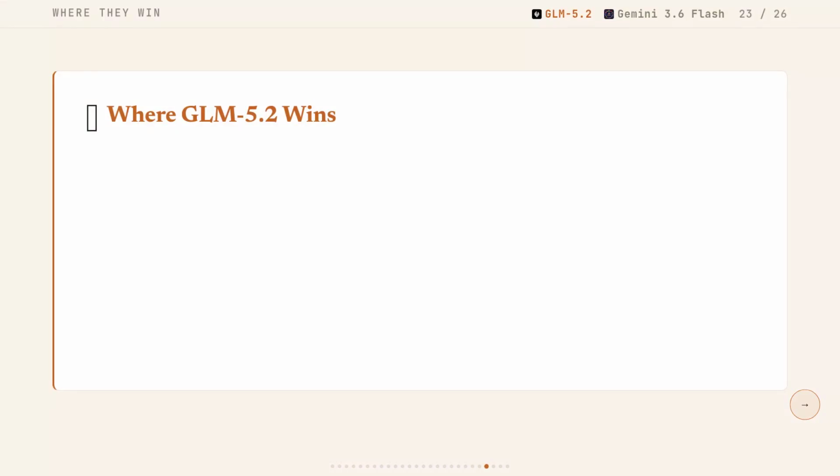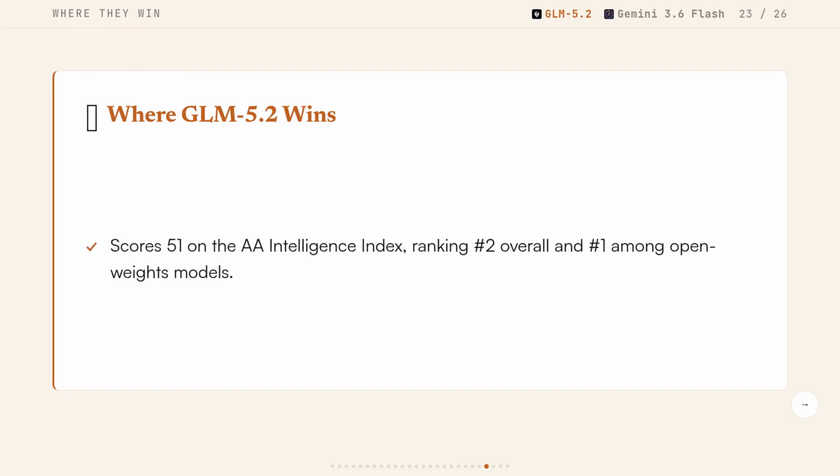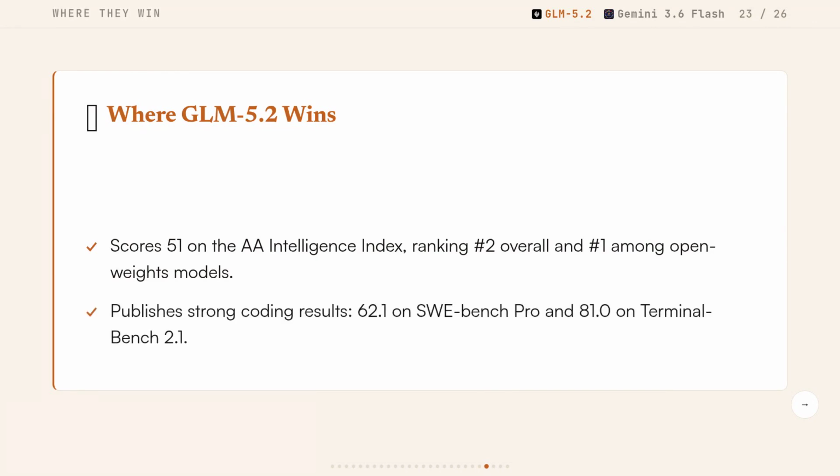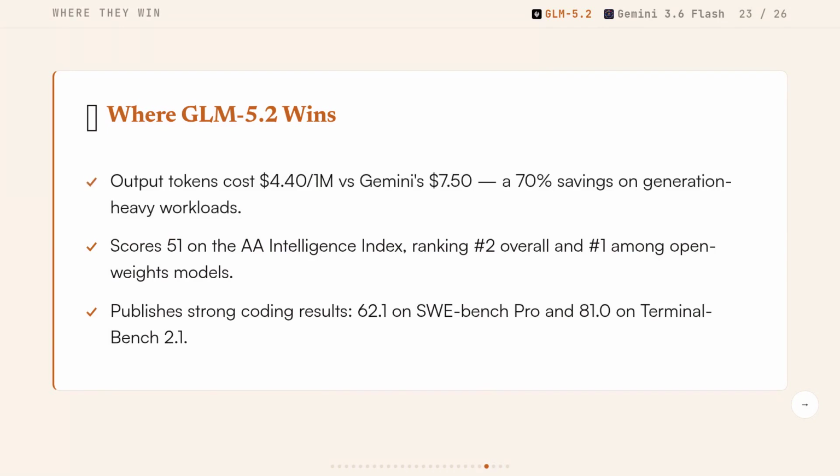So here's where GLM 5.2 clearly wins. Output tokens are $4.40 per million versus $7.50, which is 70% cheaper for generation-heavy work. It ranks number 2 on the AA Intelligence Index, number 1 among open weights models. It publishes 62.1 on SWE Bench Pro and 81.0 on Terminal Bench 2.1, and open weights means you can self-host.